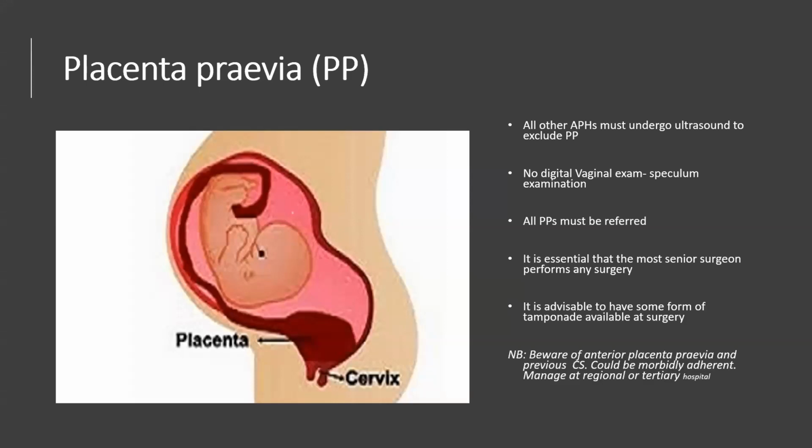Take home message with placenta previa. If you've got a placenta previa in a patient with a previous cesarean section or a previous uterine surgery, refer that patient to a tertiary hospital where there are fetal-maternal specialists who can actually scan and see if she's got a morbidly adherent placenta. Do not take a patient with an anterior placenta previa to theater in a peripheral hospital. Those patients need to be assessed and they need good planning and a multidisciplinary team to deliver them in a tertiary hospital.